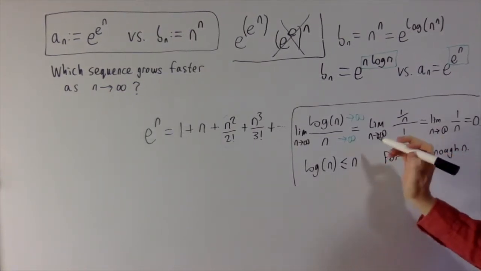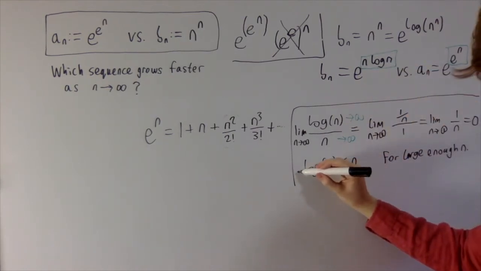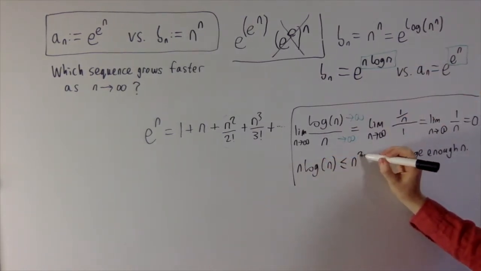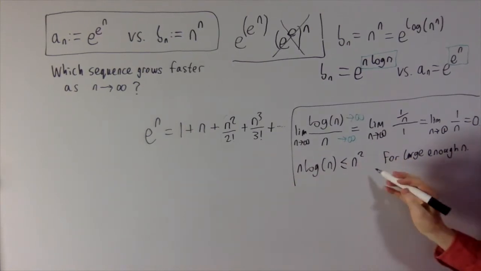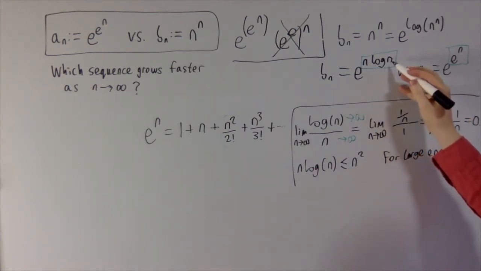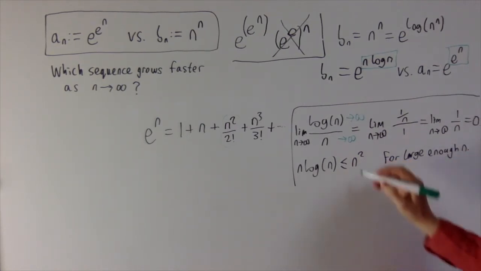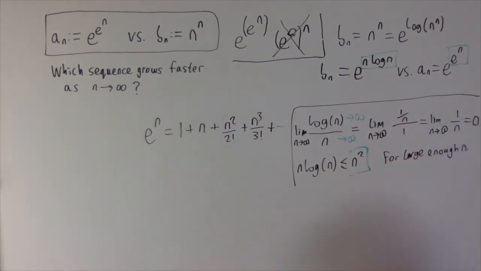And then a consequence of this, because we're interested in n log n, we just multiply both sides of this by n. So n log n is less than or equal to n squared for all large enough n. And that's quite nice, because then, well, we're interested in bn, we want this n log n term, we want to compare this to e to the power of n. We know this thing is going to be less than or equal to n squared.